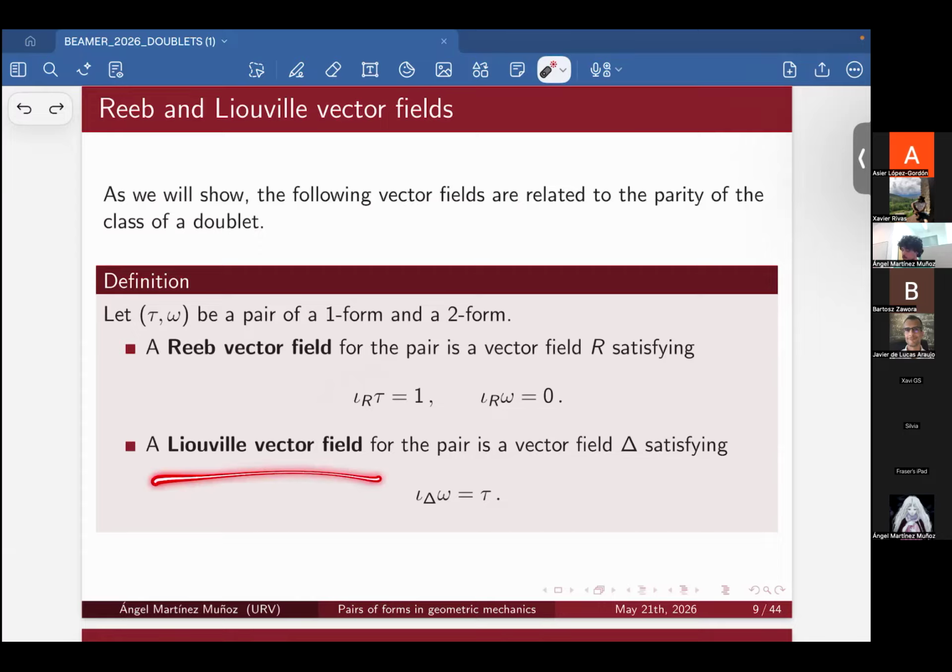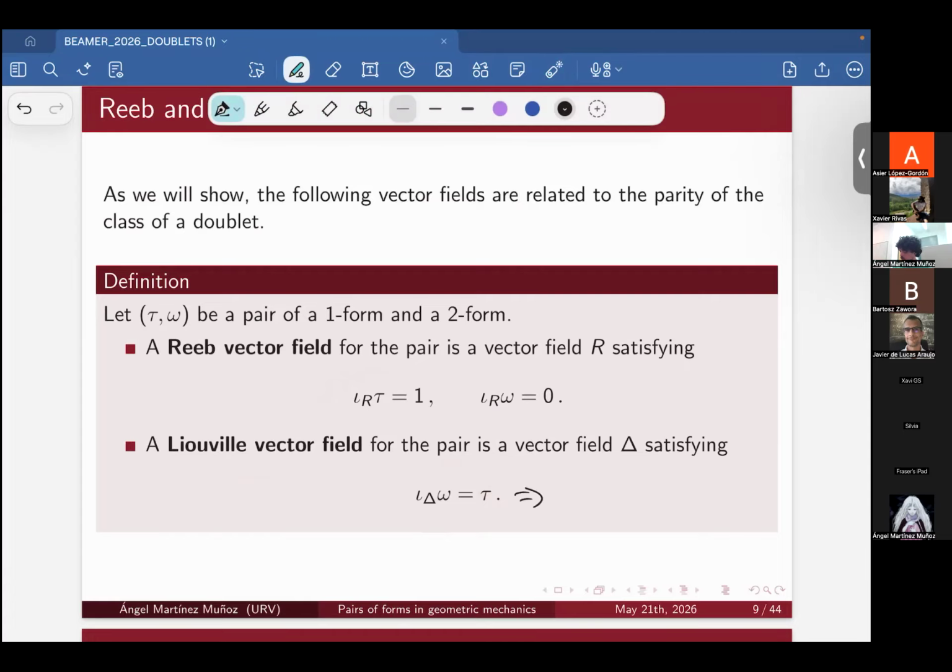And then we have the Liouville vector field, which is a vector field that satisfies that when you contract with the 2 form, you go back to the 1 form. So it gets you down to the 1 form. As you can see, this implies, just by contracting with the Liouville vector field on both sides, that the contraction of tau with the Liouville vector field is 0, right?